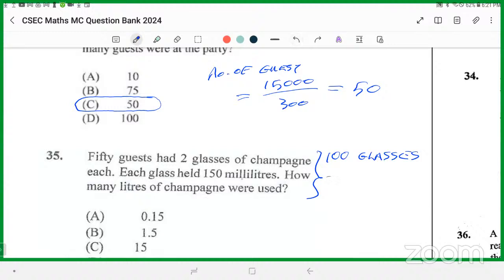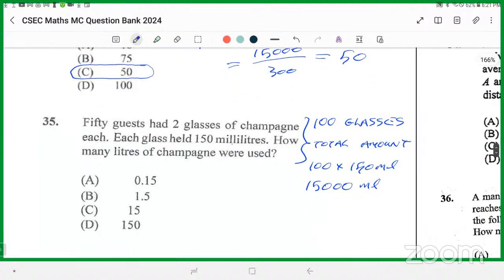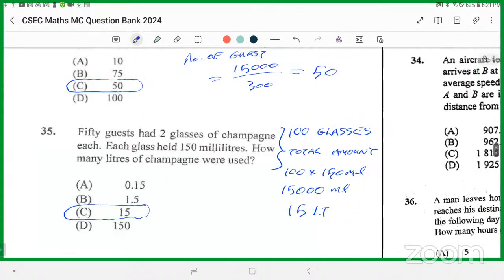So the total amount becomes this number of glasses times this amount in each glass. It becomes 100 glasses times the amount in each glass, 150 milliliters. That becomes 15,000 milliliters. 15,000 milliliters divided by 1,000, you get 15 liters. So the answer is this, 15 liters. The same question, or the reverse information.